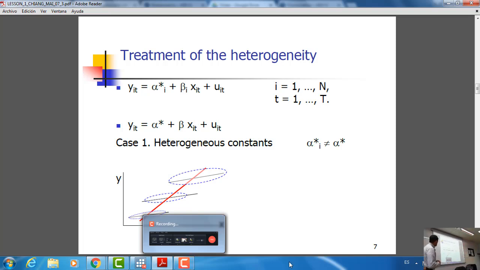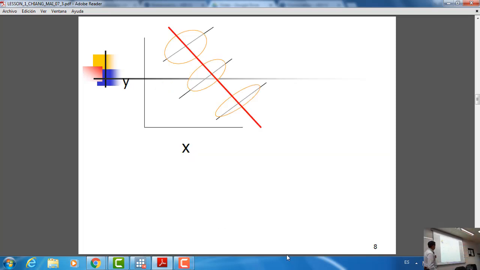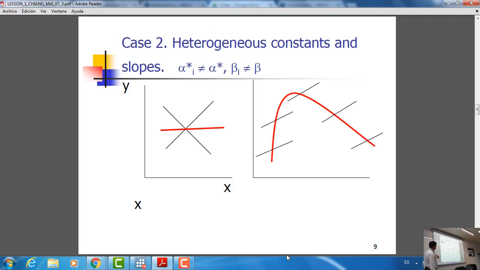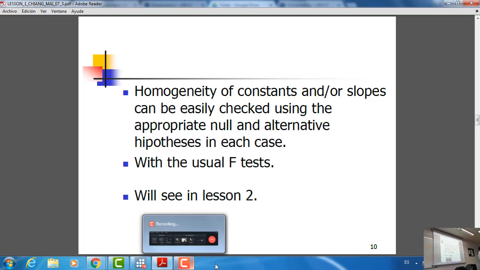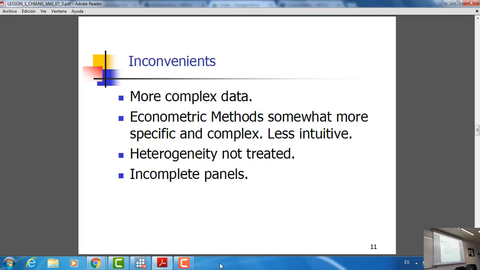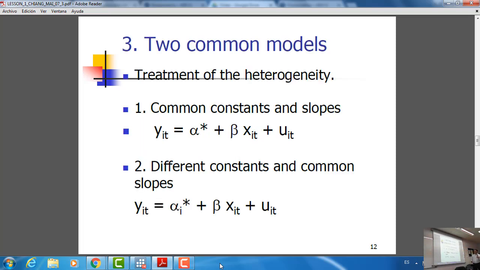So let's see, Angel, let's go to the next. And then it's just to remind you that we are going to be able to test for heterogeneity using the usual F-test, nothing special. So let's go. The inconvenience I talked about already. I forgot about this incomplete panels, but you see that there are inconveniences from using panel data. I'm not going to repeat that again. Okay, you have that here.